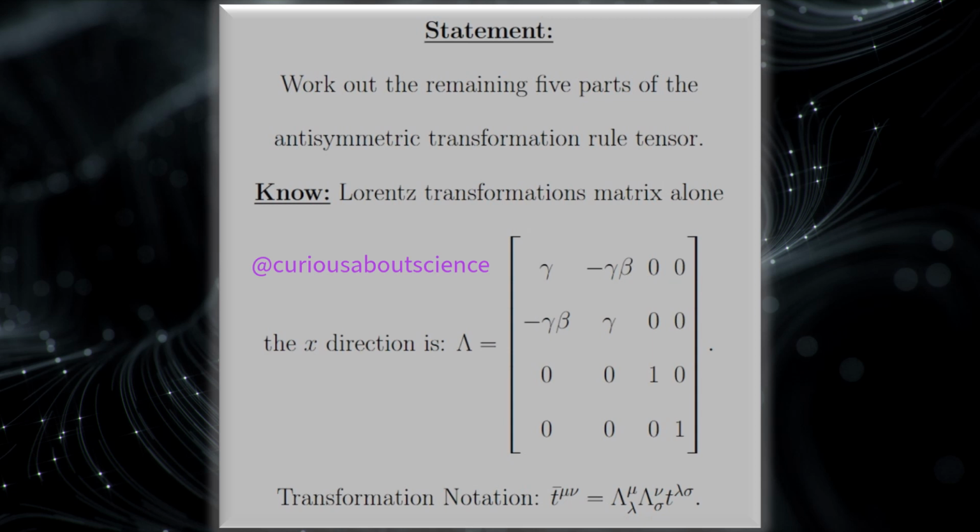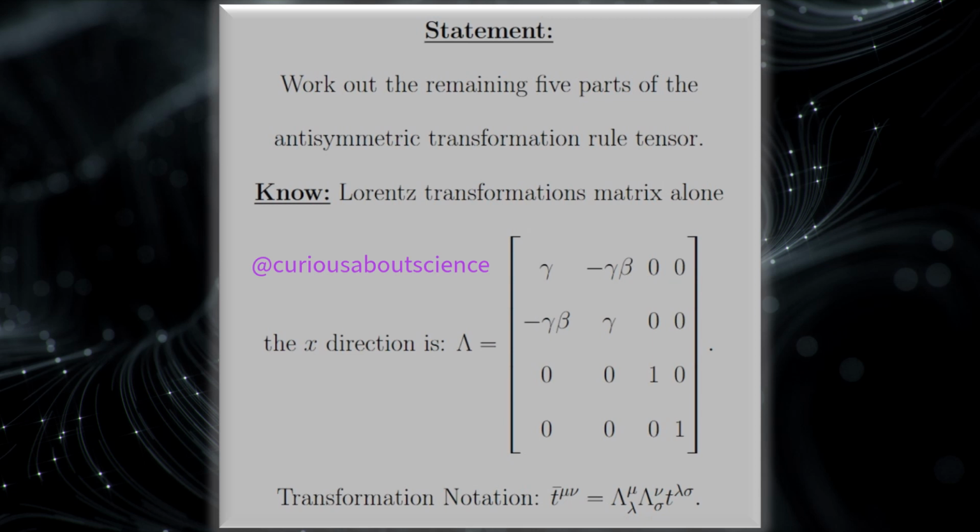All right, so for the statement, we want to work out the remaining 5 parts of the antisymmetric transformation rule tensor. Now remember, antisymmetric means that we simply switch the mu and nu, and we have a negative sign associated with that. Symmetric means that we could switch them and they still be positive. That being said, what we need to know is the Lorentz transformation matrix along the x-axis. Remember, we talked about it earlier in the chapter where lambda is the transformation rule.